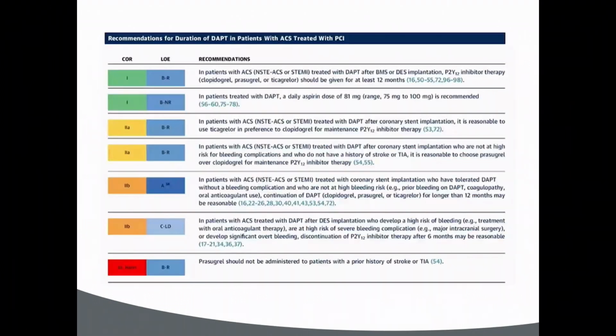So we've talked about this a couple of times, but recommendations again here for duration of dual antiplatelet therapy in patients with acute coronary syndrome treated with PCI. Important to remember, we still in general for acute coronary syndromes want this to be on for 12 months. There's a couple of outs now if someone has a high risk of bleeding. And certainly in patients treated with DAPT, daily aspirin should be continued forever. And if for some reason patient goes on monotherapy, they should go back on the aspirin afterwards.